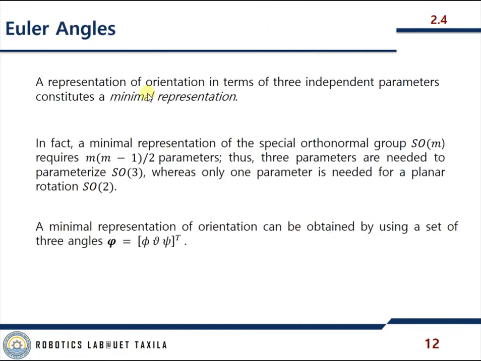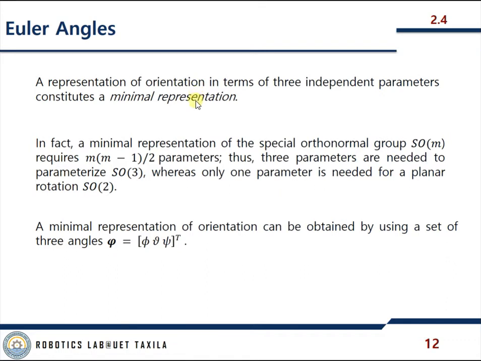So, Euler angles. I'll present what the Euler angles are. Rotation matrices give a redundant description of frame orientation. In fact, they are characterized by 9 elements which are not independent but related by 6 constraints due to the orthogonality conditions given in 2.4. This implies 3 parameters are sufficient to describe the orientation of a rigid body. A representation of orientation in terms of 3 independent parameters constitutes a minimal representation.